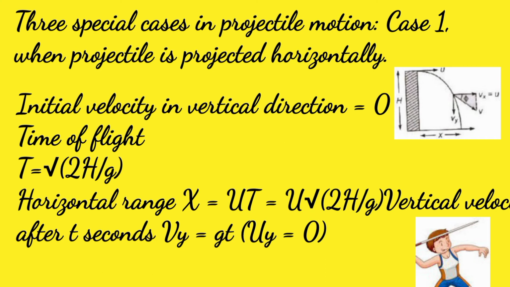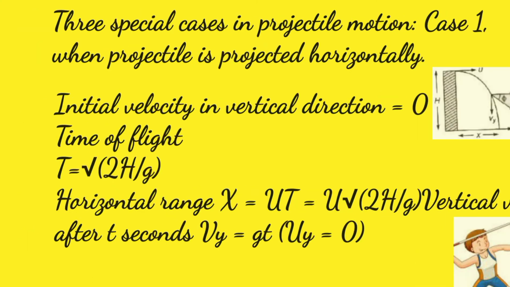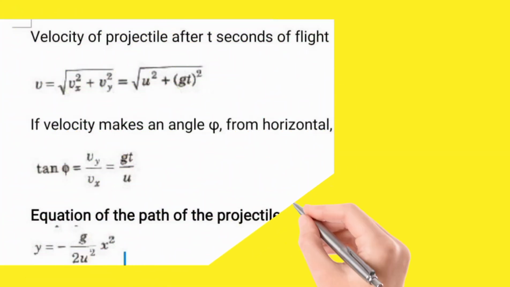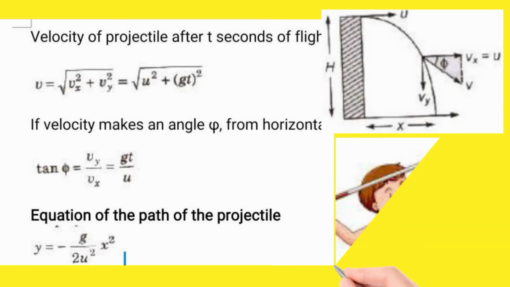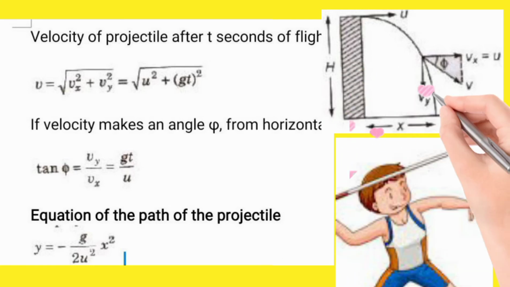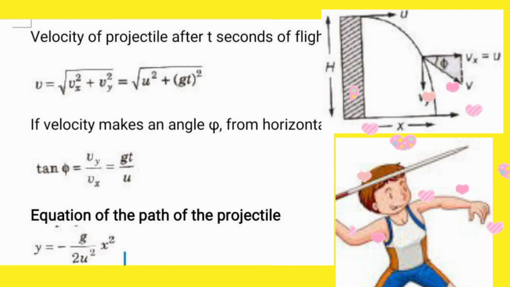So vertical velocity after t seconds, vy, is equal to what? gt. Where your initial velocity, uy, is equal to 0 as the projectile is projected horizontally. So once the projectile is projected into the air, velocity of the projectile after t seconds, v, is equal to the square root of the sum of the squares of the what? Horizontal velocity plus what? The vertical velocity. That is to say vx squared plus vy squared. And that is equal to the square root of what? u squared plus gt squared. So take note. Then we can also get the angle between the initial velocity and the horizontal using tan phi or tan theta.